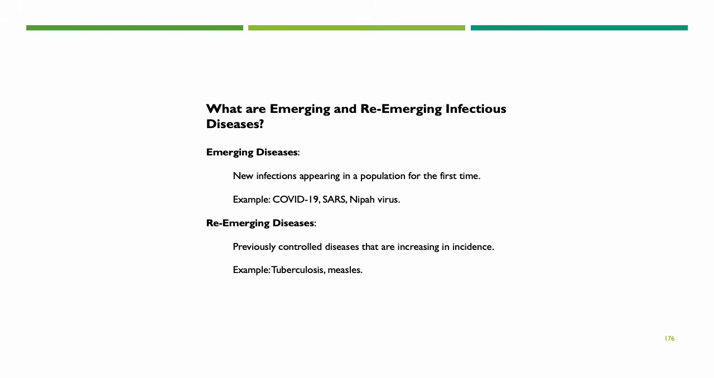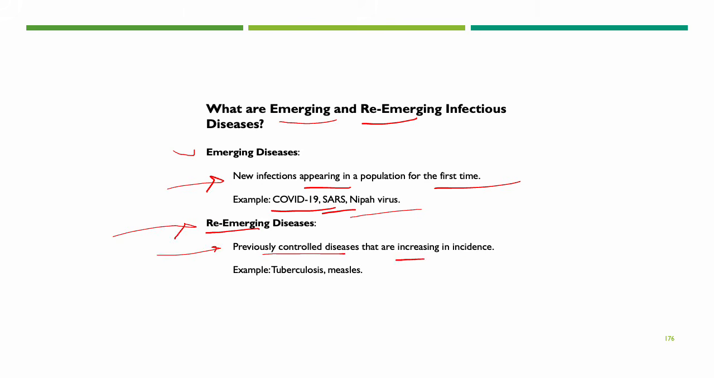So let's begin by differentiating between emerging and re-emerging infectious diseases. So emerging diseases are new infections appearing in a population for the first time. Examples: recently we had COVID-19 or the SARS or the Nipah virus. However, when we talk about re-emerging diseases, these are previously controlled diseases that are increasing in incidence. Example: tuberculosis and measles.